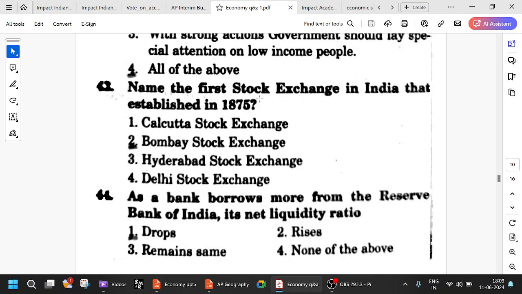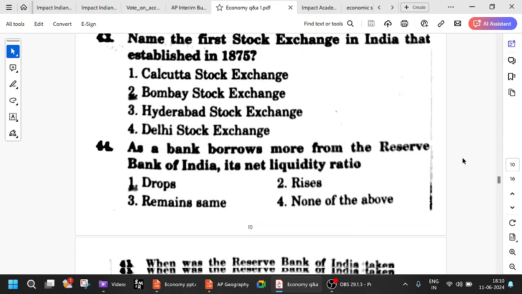So the first stock exchange in India that got established in 1875 is the Bombay Stock Exchange. First one is Bombay. Next we have seen Ahmedabad, then came Kolkata in 1908, then came the National Stock Exchange in 1992, long after. So 1875, first one is the Bombay Stock Exchange.